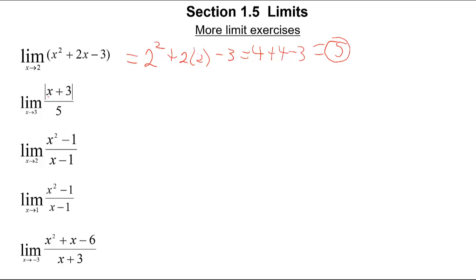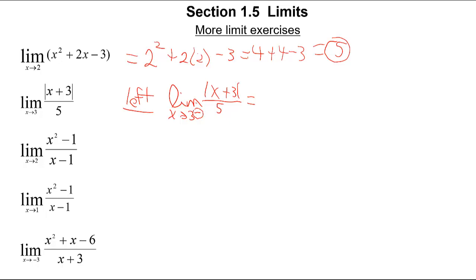So if you think about this, the overall limit, if it exists, is going to be the same as what you get if the left and right hand limits agree. So let's do a left and right hand limit on this. If you do a left hand limit, you'll be talking about the limit as x approaches 3 from the left of this function, the absolute value of x plus 3 over 5. You've got to think about a number that's close to 3 but a little bit less than 3.